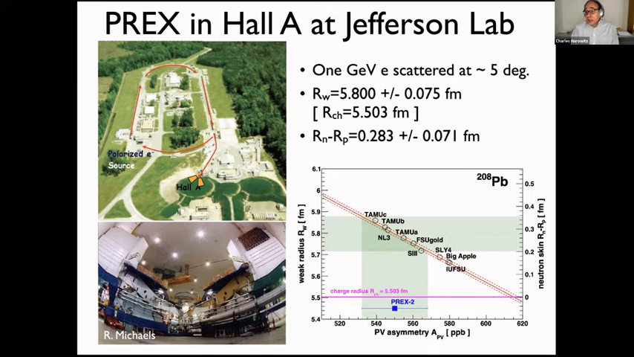Okay, and this procedure allows us to extract the weak radius of lead-208. It's 5.800 Fermis, and that's significantly larger than the well-known charge radius of lead, which is 5.50 Fermis. So that difference is the weak skin, so the weak charges stick out a little bit compared to the electromagnetic charges, or equivalently the neutron skin, the neutron radius minus the proton radius, is 0.283 plus or minus 0.071 Fermis.